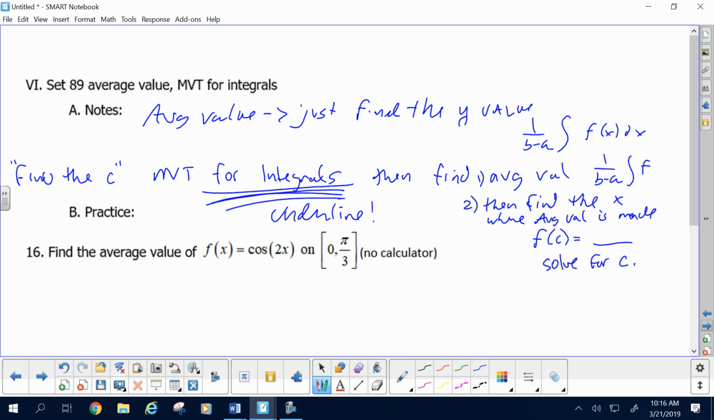Please make sure you differentiate between when it says mean value theorem for integrals and mean value theorem.